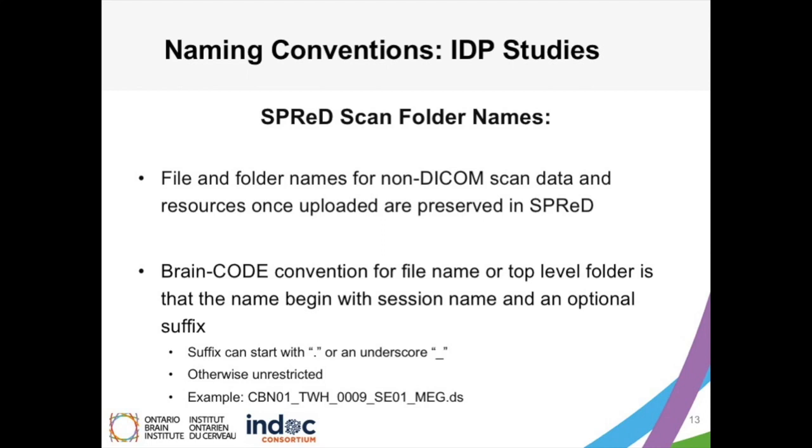Naming conventions for SPReD scan folder names. File and folder names for non-DICOM scan data and resources, once uploaded, are preserved in SPReD. BrainCode conventions for file names or top-level folders is that the name begin with session name and an optional suffix. This suffix can start with an underscore or a period. Otherwise, the suffix is unrestricted. For example, CBN01_TWH_0009_SE01_MEEG.DS.